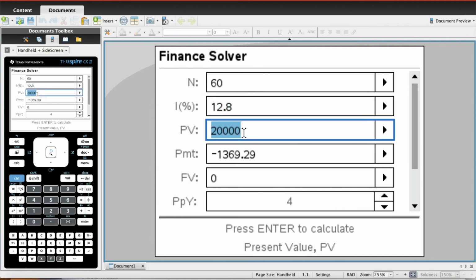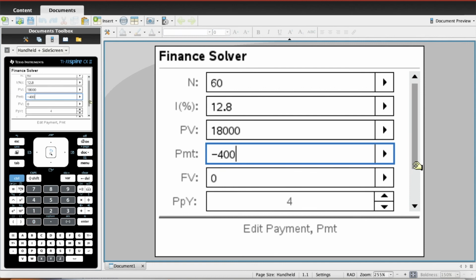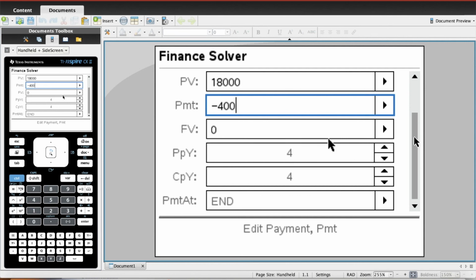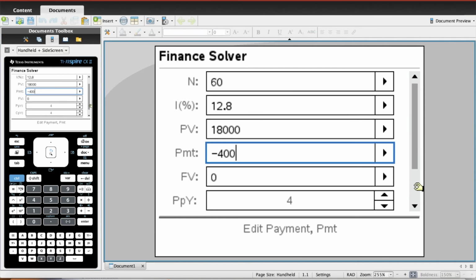The present value, he actually only needed to take 18,000, right? Because he's already paid 2,000, and so now he's just borrowing 18,000, right? And then we know that his payment is going to be 400. So I'm putting in negative 400 because he's actually paying that. And then we've got our future value, which we want to be 0. And here, because I put in the interest being 12, I'm looking for that interest.